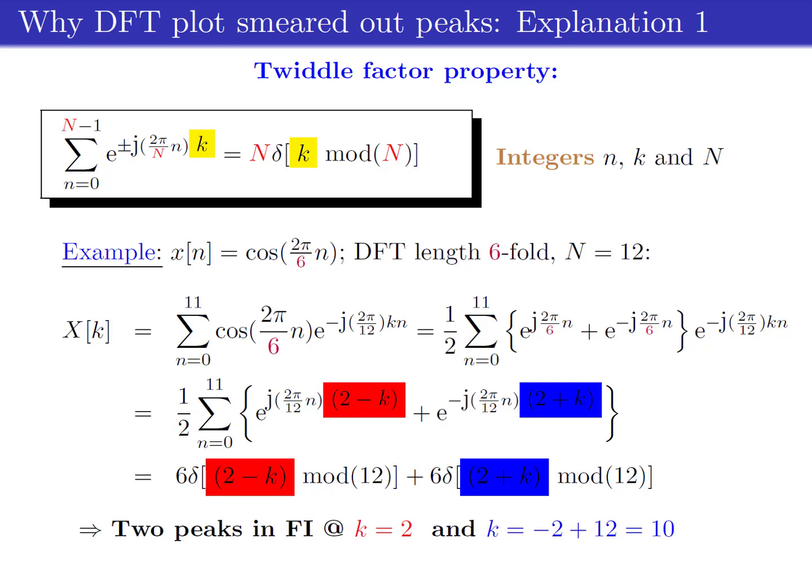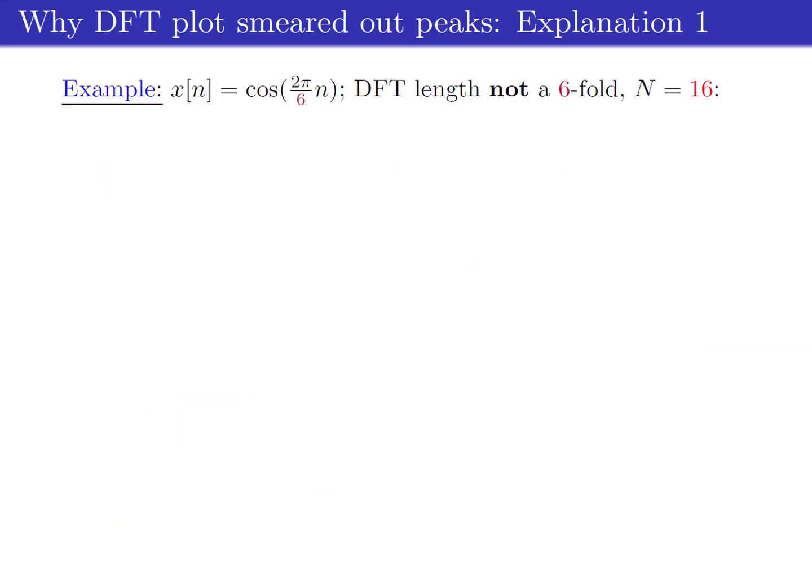Concluding, it follows that the 12-point DFT of the periodic sinusoidal signal x[n] is cosine 2 pi divided by 6 n results in two peaks at frequency indices k is 2 and k is 10 respectively, which is indeed the same result as the 12-point DFT plot shown on the previous slide. Applying similar steps for the evaluation of a 16-point DFT of the same periodic signal x[n] is cosine 2 pi divided by 6 n results in the following steps.